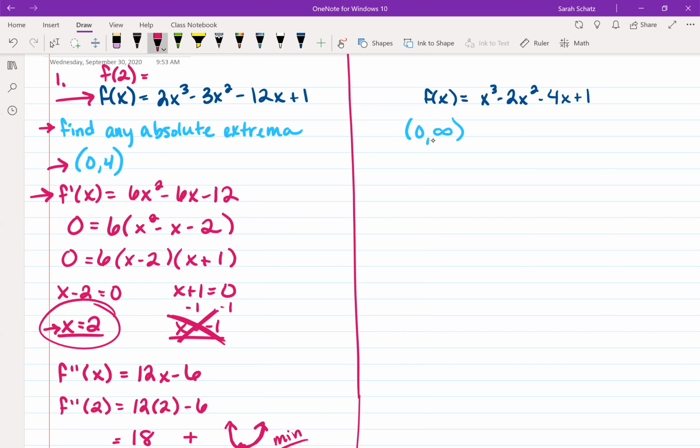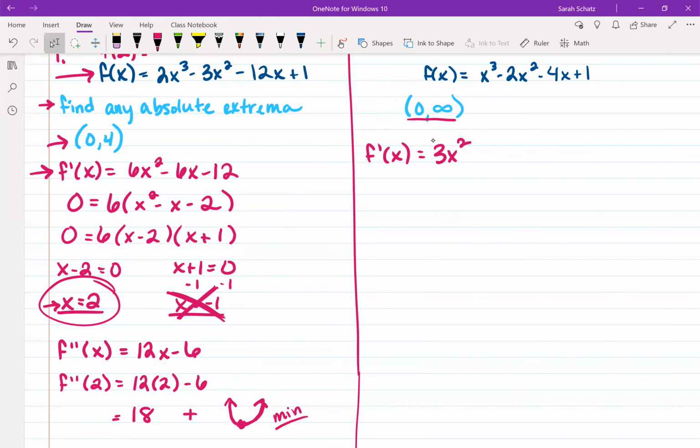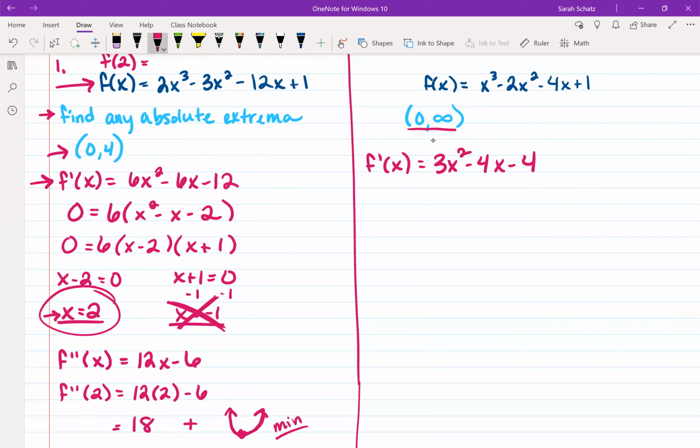Let's do the second example I have over here. So on this one, I want to find absolute extrema for this function, but this time my interval goes from 0 to positive infinity. So it's a large interval, but it doesn't really matter how big or little it is. You know, I see that it's an open interval. I'm going to find any critical points and decide which ones are in that interval. So if I need to find critical points, I need to find the first derivative. Sorry. So I'm going to get 3x squared minus 4x minus 4. And then I need to set that equal to 0.